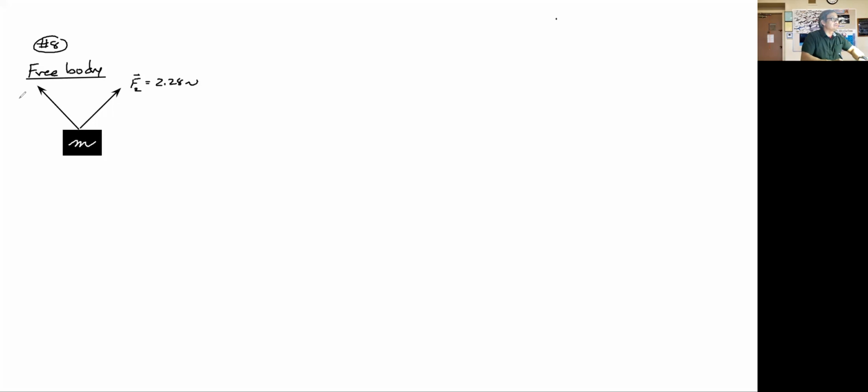And here, this is F1. We call this F1, and it also has a magnitude of 2.28 newtons. All right, the difference between these two then are the directions they're pointing in. That's the key here. But they both make an angle of 13 degrees with the horizontal.